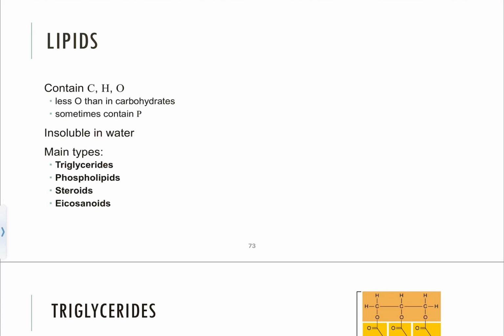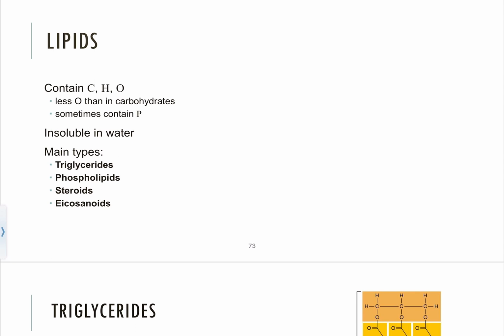Okay, so now moving on to our second macromolecule, and that's going to be lipids. They also contain carbon, hydrogen, and oxygen, but not in any specific ratio like we saw in carbohydrates. They also have a little bit less oxygen than carbohydrates. More complex lipids can also incorporate phosphate into their structure. If you're thinking about lipids in general, go back to the phospholipids that make up the plasma membrane. They're not soluble in water.